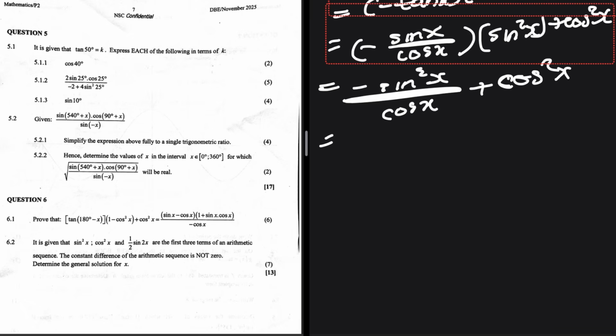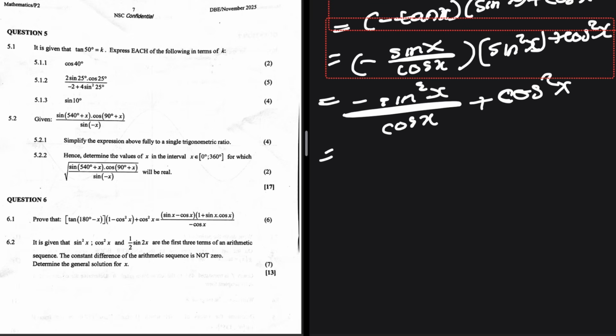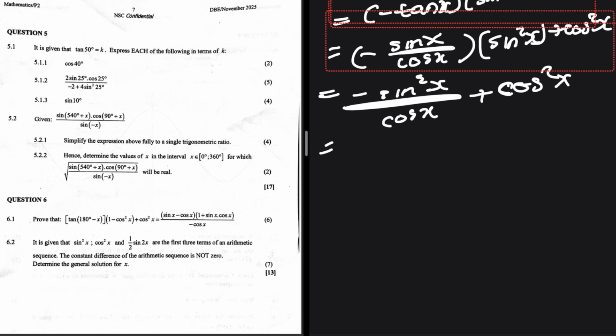I want us to lead cos squared x into having a denominator which will be cos x. That means we will multiply cos squared x by cos x over cos x. So let me show you what I mean: negative sine cubed x divided by cos x plus cos squared x multiplied by cos x over cos x. You're allowed to multiply anything by 1. So cos x over cos x is equal to 1. That is why we're able to multiply by it.